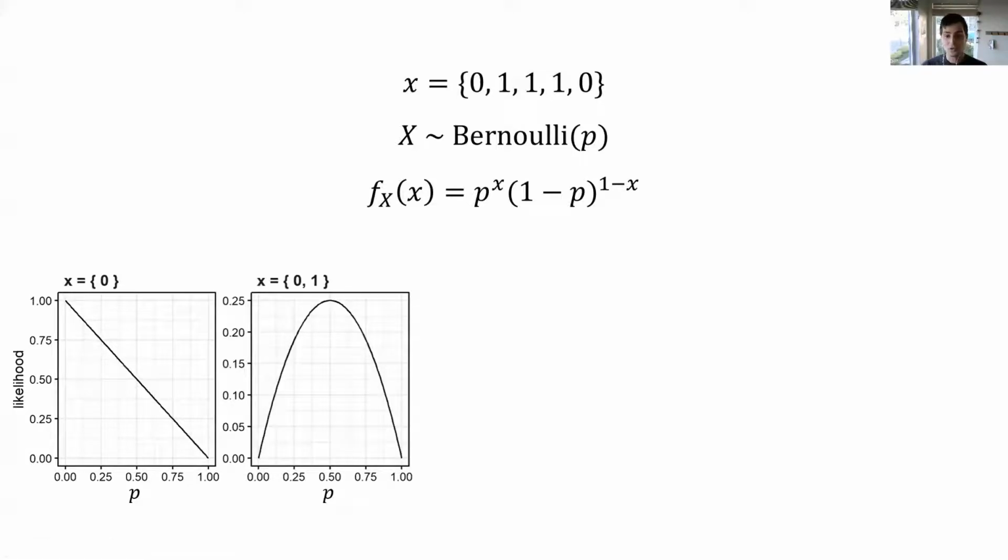Next, let's do this for 2 of the data points. There's 3 things I want you to notice here. The first is that since our data now includes both a heads and a tails, the likelihood is 0 at p equals 0 and at p equals 1. In other words, we know that this coin isn't only heads and that it isn't only tails.